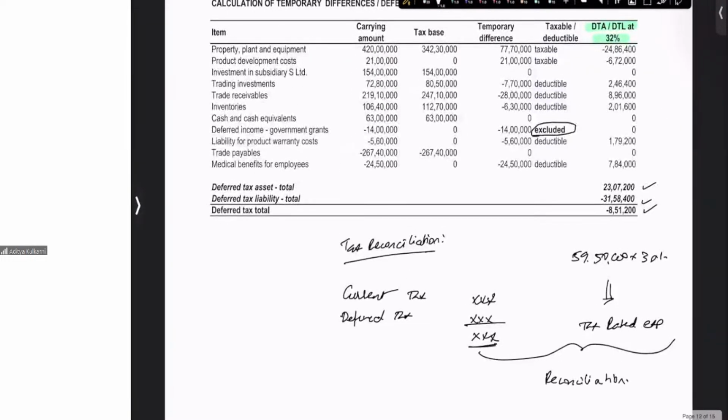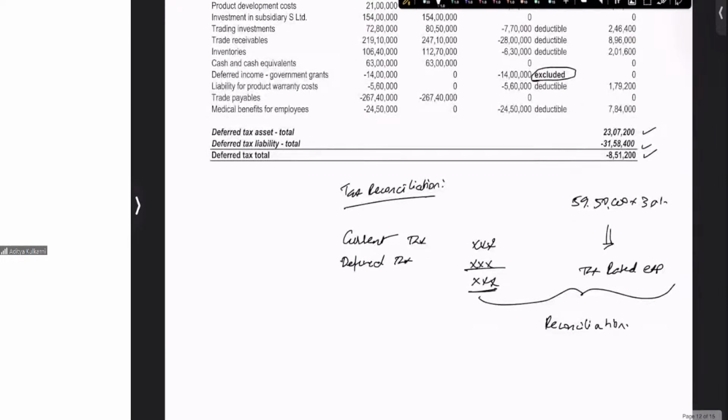It has everything. Government grant is there which is excluded. I have explained that. Taxable differences, temporary differences, subsidiary investment, everything is there. There is practically everything what we have studied. So what I want you to do is do a reconciliation and present it to me.